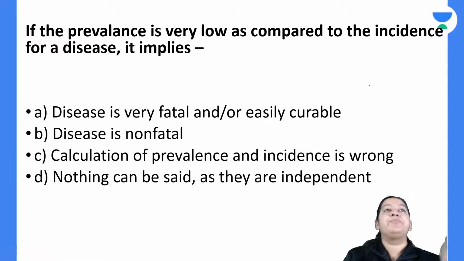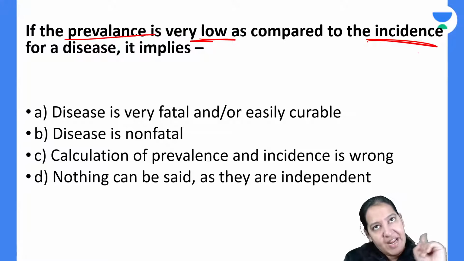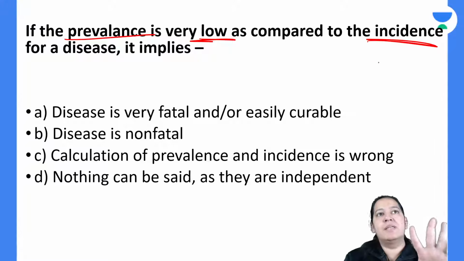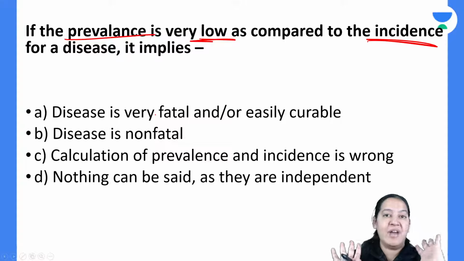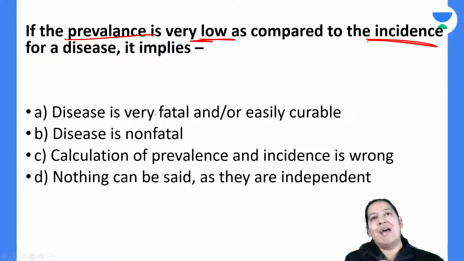The next question is in front of you. I will read it for you. If the prevalence is very low as compared to incidence, what does it mean? Now it is a difficult question. Again, I'm warning Rishinika, Iram. If the prevalence is low as compared to incidence, when can it happen?